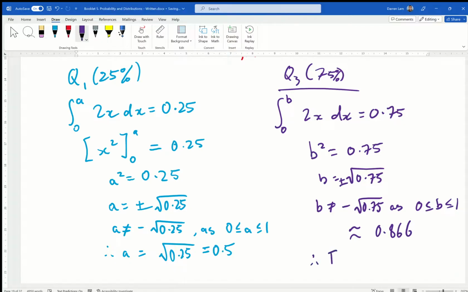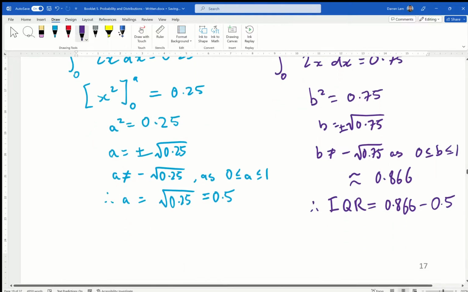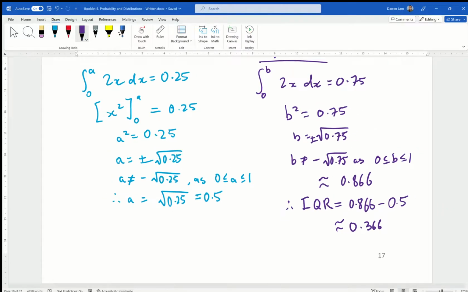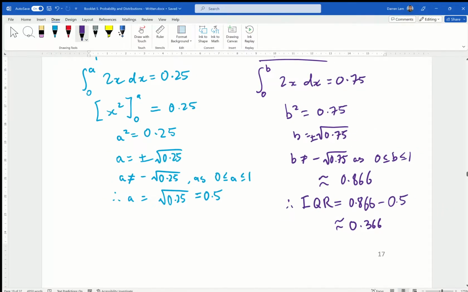Therefore, your IQR, which is just going to be subtraction of both, is going to be 0.866 minus 0.5. So that's going to be approximately 0.366. The reason why I'm still using approximately is because 0.866 was an approximation as well. Last page. Any questions before I move on?